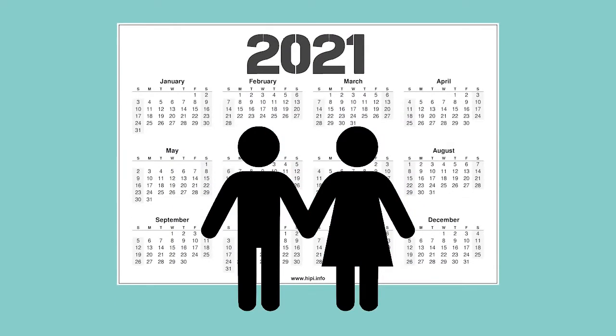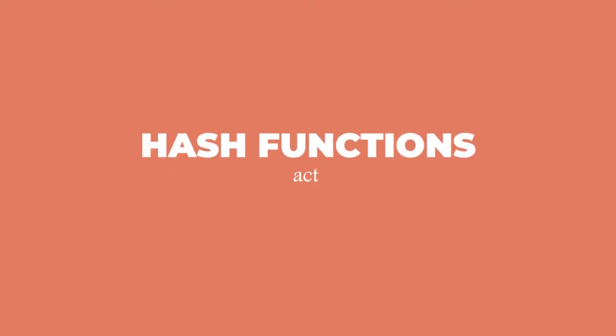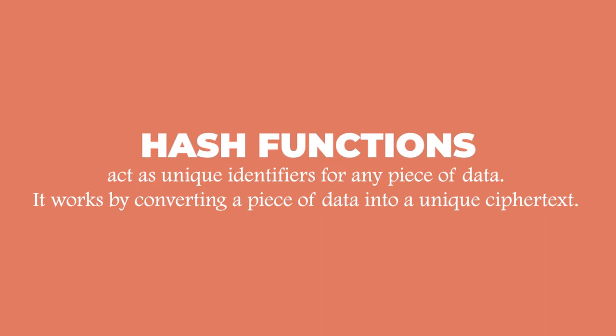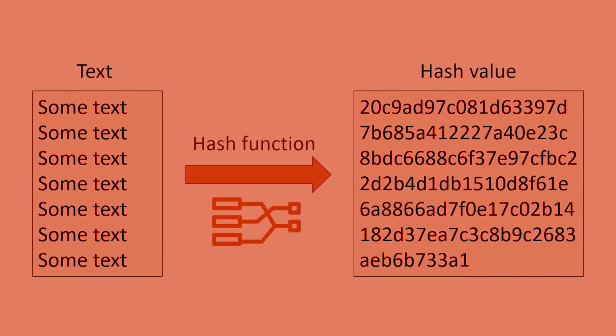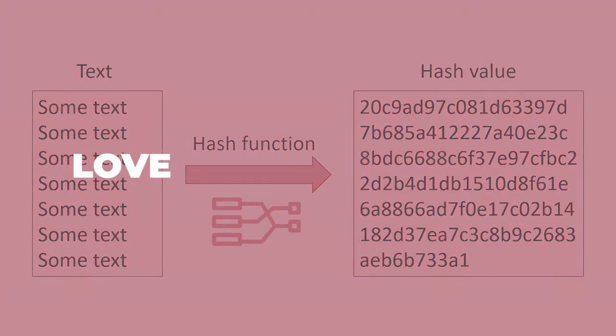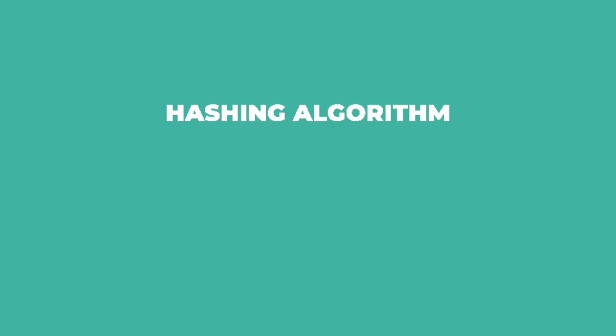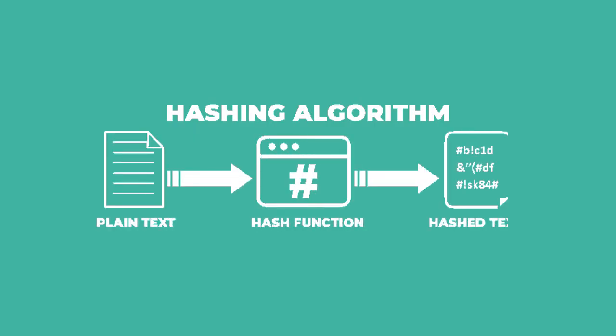Now, how does this relate to cybersecurity? There are these called hash functions that act as unique identifiers for any piece of data. Hash functions work by converting a piece of data into a unique ciphertext. A simple example would be a plain text to a seemingly random string of characters and numbers. Suppose that we have the word love, which when converted becomes A1234 HDSF. The converted version varies depending on which algorithm is used to generate the hash function.